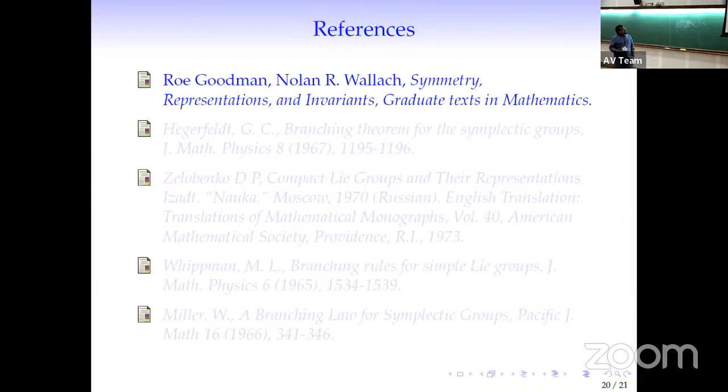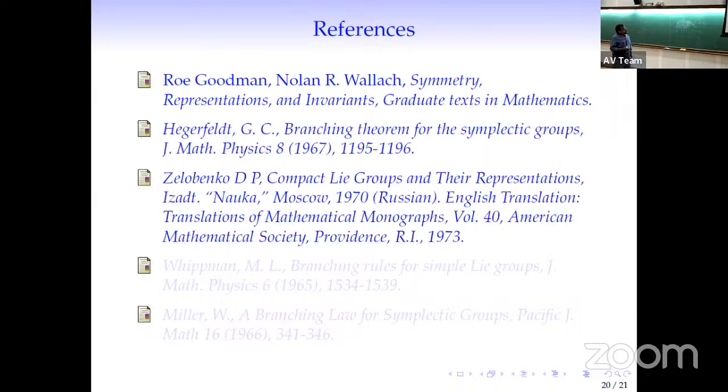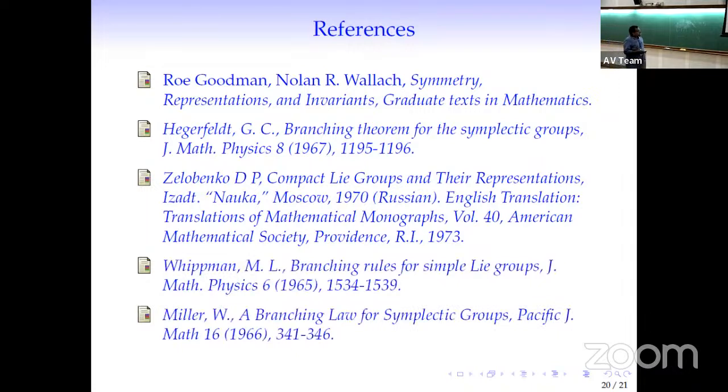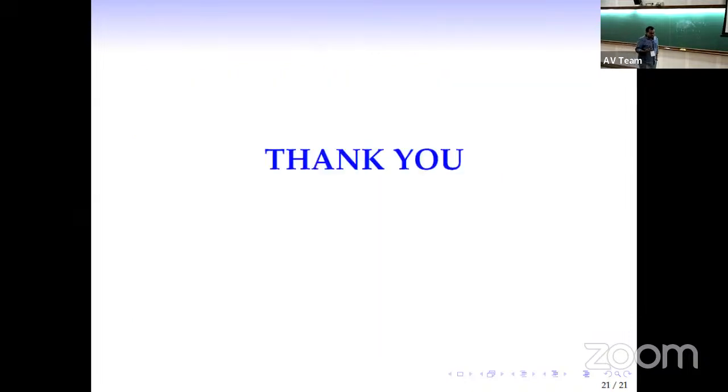So the references: this is Goodman-Wallach, what I stated for SP2n to SP2n minus 2, that you can see in Goodman-Wallach. The next two references are from 1973. These two references are where the product formula for SP2n to SP2n minus 2 is there. This is the Miller work.